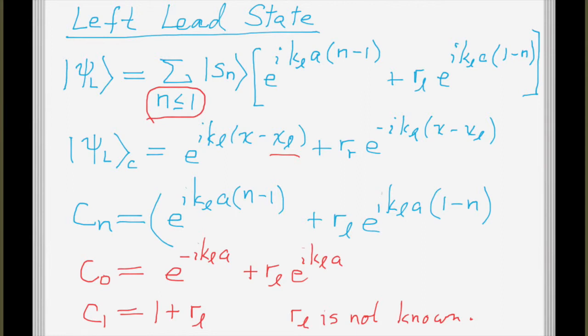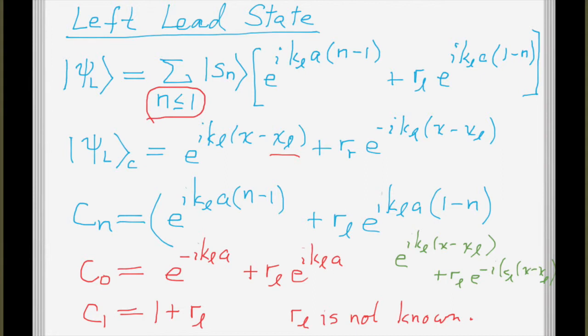This state in the left lead. Before, we had written down something like the state in the left lead was e to the i k_L (x minus x_L) plus R_L e to the minus i k_L (x minus x_L). Right, that's what it looked like for our continuous wave function. So is it clear that the equation up top is what it should be for the tight binding representation? Or let me put it another way: is there anything not clear about the equation at the top?